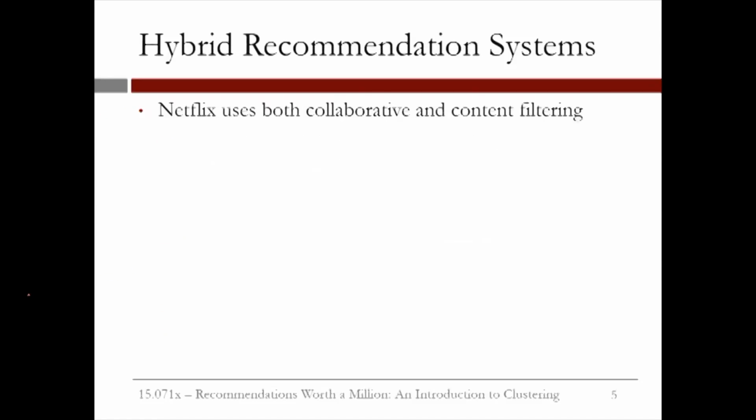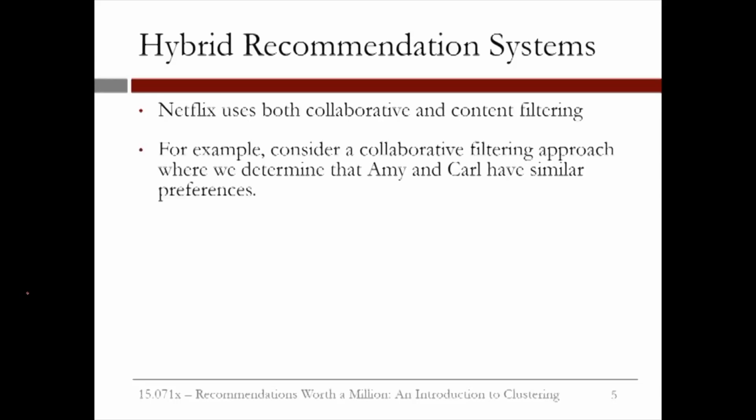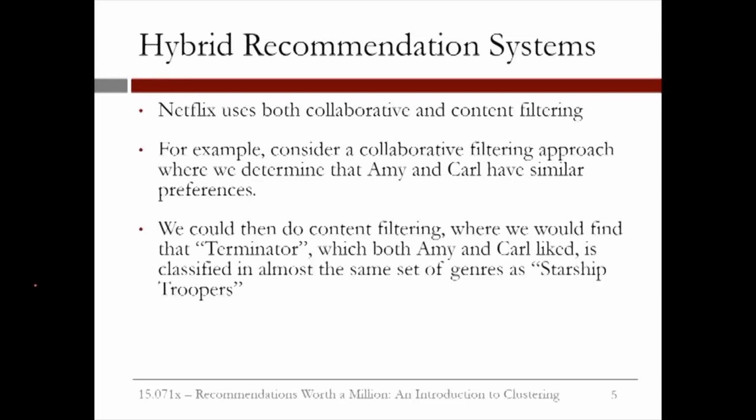Netflix actually uses what's called a hybrid recommendation system. They use both collaborative and content filtering. As an example, consider a collaborative filtering approach where we determine that Amy and Carl have similar preferences. We could then do content filtering as well, where we could find that the movie Terminator, which they both liked, is classified in almost the same set of genres as Starship Troopers.